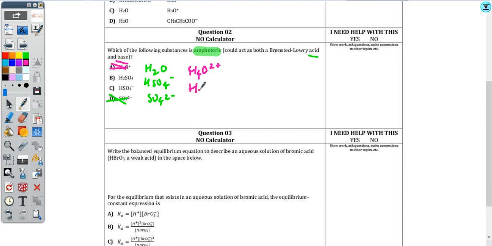H2SO4 would become H3SO4 plus. Again, maybe, right? I don't know. Some crazy chemicals out there. And then HSO4 minus will become H2SO4. The correct answer here is going to be C.